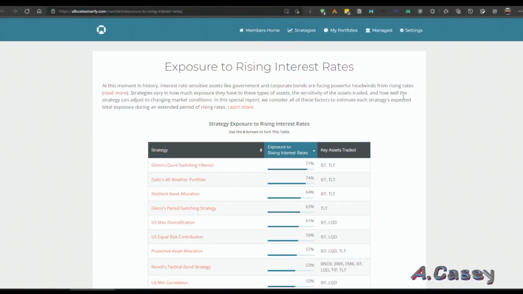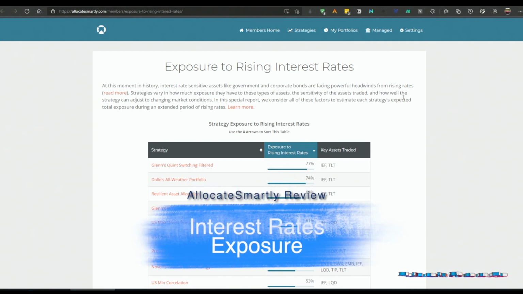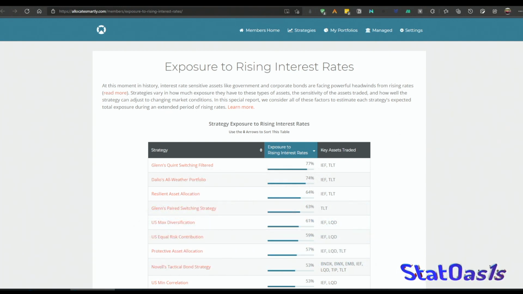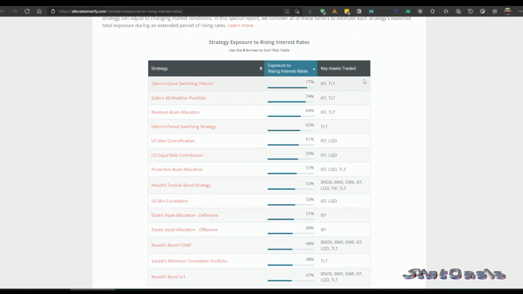And then we have some other unique measurements like exposure to rising interest rates. What this tells you is it ranked all the strategies based on their exposure to rising interest rates. So for example, this strategy has 77% exposure to interest rates. So if interest rates rise, of course, the effect on the strategy will be huge if it's 70% exposure. That means this strategy will underperform whatever the statistics say in a rising interest rate environment. And again, you don't find this information, at least in the packages that I've checked.